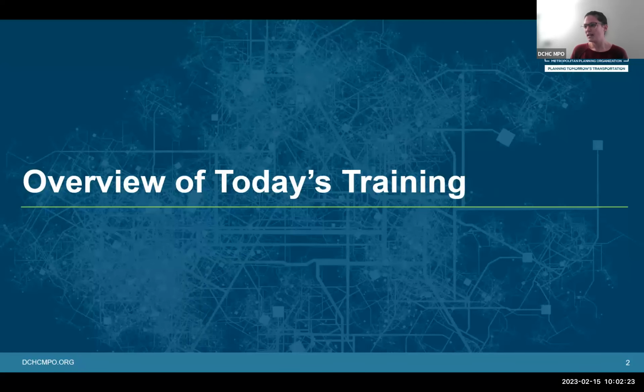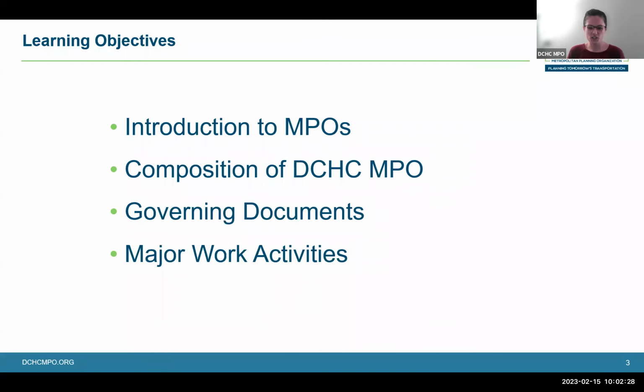As an overview, like I was just saying, this will go over what's an MPO, the introduction to them, how they came to be, the composition of what the DCHC MPO is, which for most people, I'm pretty sure you're aware, it's the Durham, Chapel Hill, Carrboro Metropolitan Planning Organization. And then we'll go over the governing documents as to what the MPO is required to meet federally by the state and so forth. And then some of our major work activities that we do.